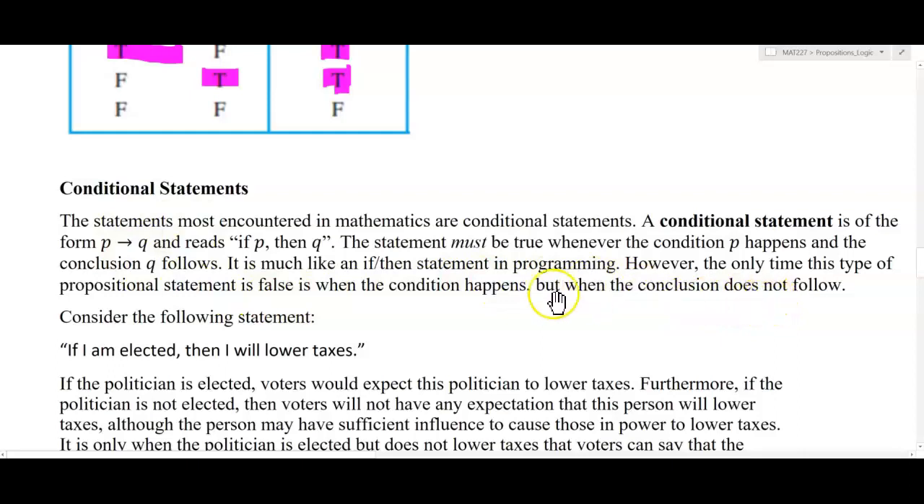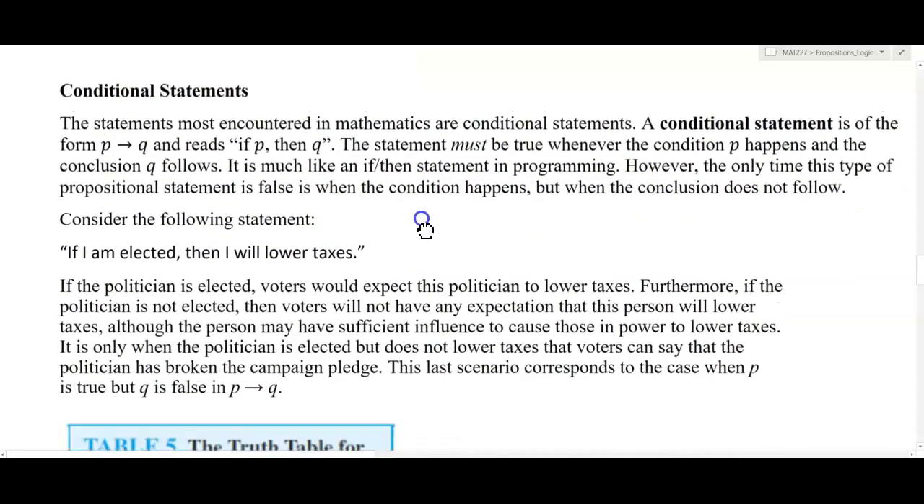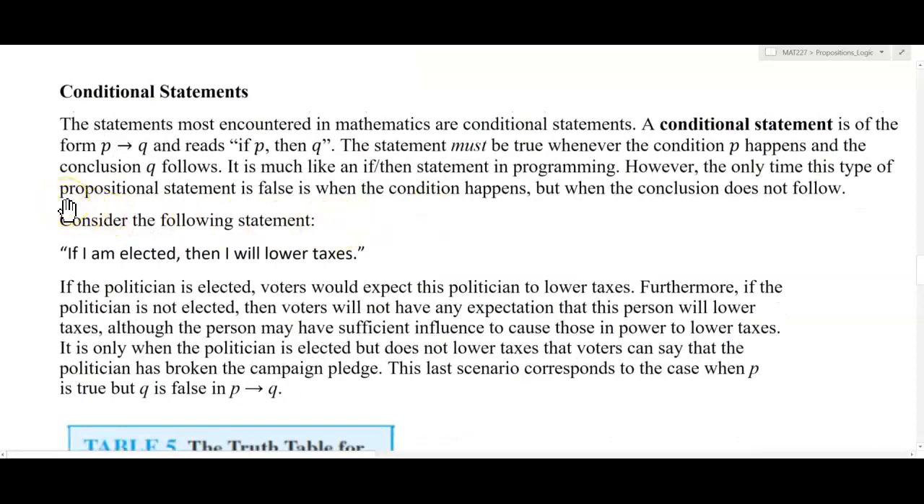However, the only time this type of propositional statement is false is when the condition happens, but the conclusion does not follow. So, for example, before we start to look at the truth table of this, let's consider the following statement. If I am elected, then I will lower taxes. So if we reason through this and we say, what is this politician really saying? The politician is telling us that if he or she is elected, voters would expect this politician to lower taxes, right? So suppose the person is elected, they lower taxes, they've told the truth.